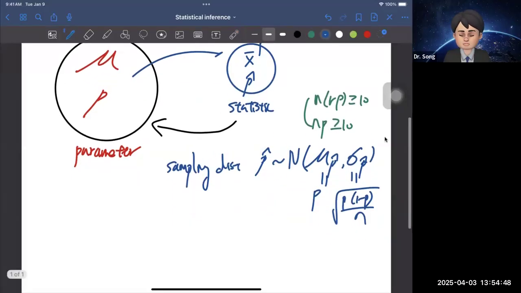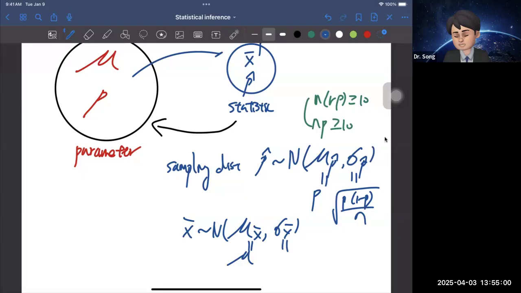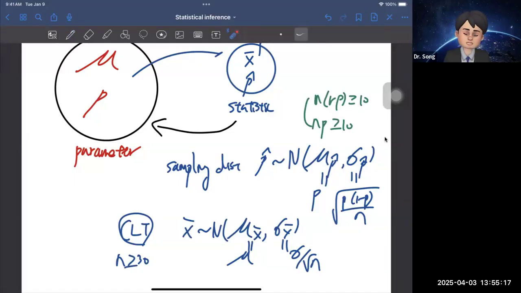On the other hand, the sample mean x bar also follows a normal distribution with a mean equal to mu of x bar, and standard deviation sigma of x bar. The mean is the same as the population mean, and the standard deviation is sigma over square root n, by the central limit theorem. The central limit theorem states that as long as the sample size is large enough, in general n is greater than or equal to 30, regardless of the population distribution, the sample mean is approximately normally distributed. That is the central limit theorem. And based on this, we can construct the confidence interval or do the hypothesis test.